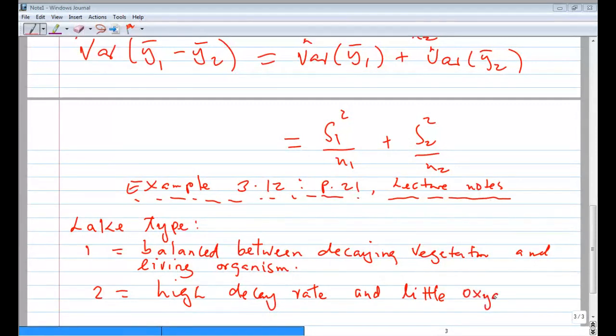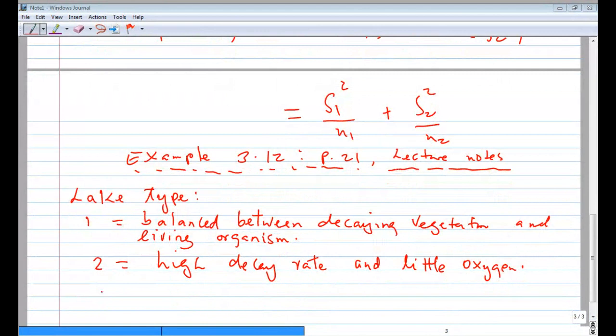Those are the information that we got from that expression. The third one, lake of type 3, shows the balance between, I think, lakes of type 1 and 2.